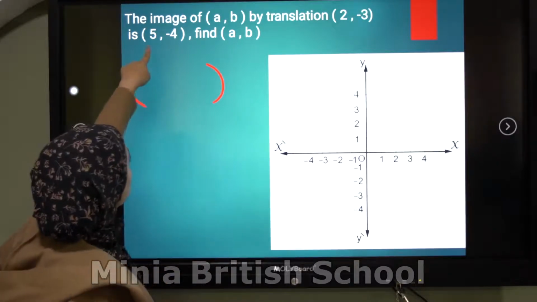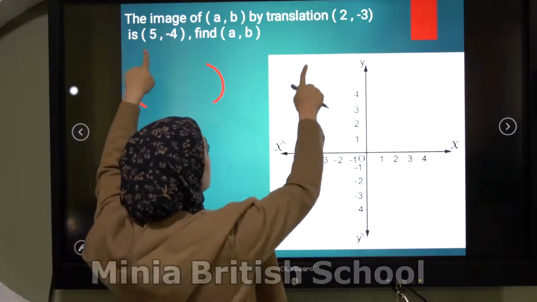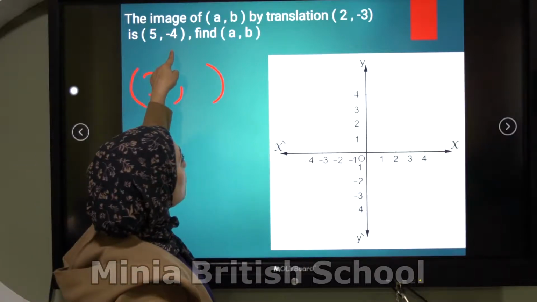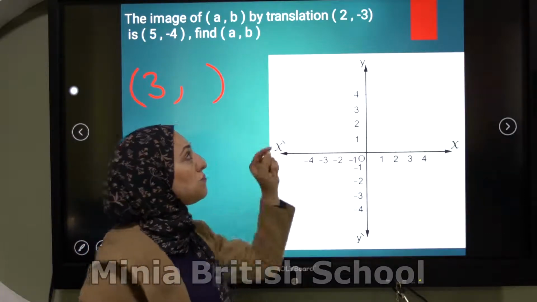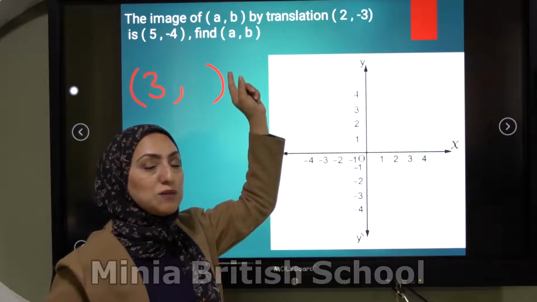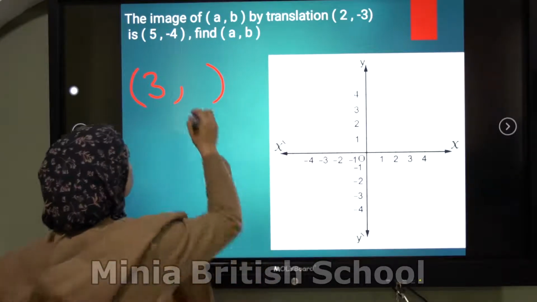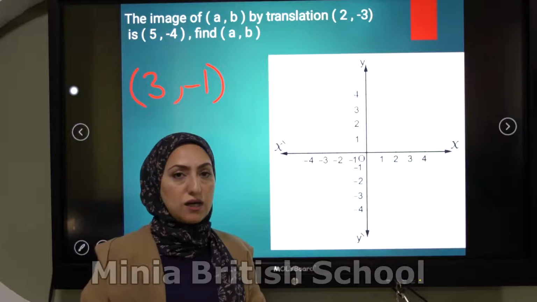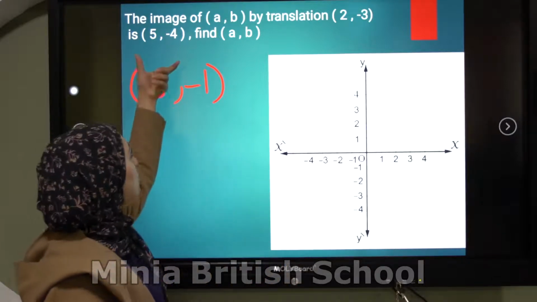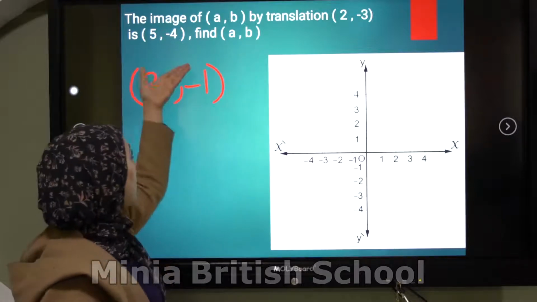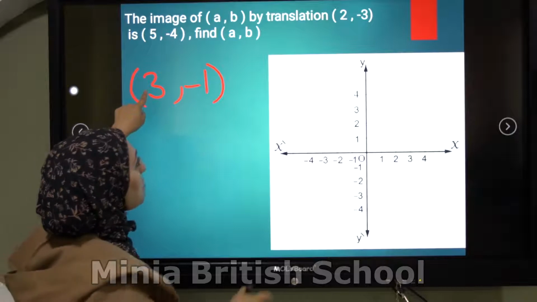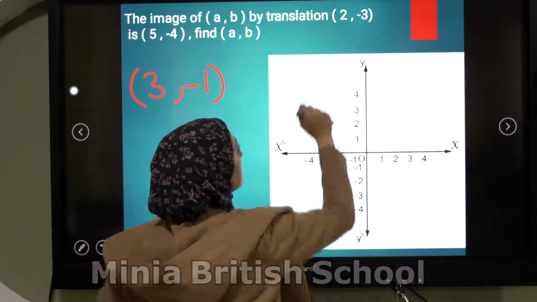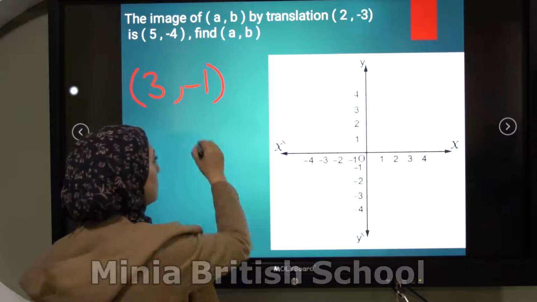So here the image is 5 and the translation is 2. 5 minus 2 equals 3. Then negative 4 minus negative 3. Negative 4 minus negative 3 means plus 3, so it will be negative 1. I want to check my answer, okay? So I add this point to the translation and find if I have the same answer or not. 3 plus 2 equals 5, so I'm right. Here, negative 1 plus negative 3 equals negative 4. It's right, okay?